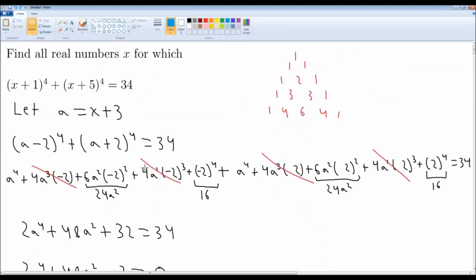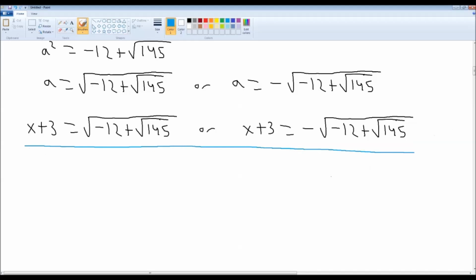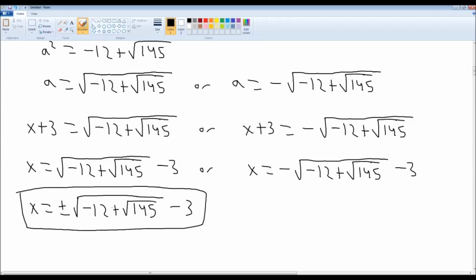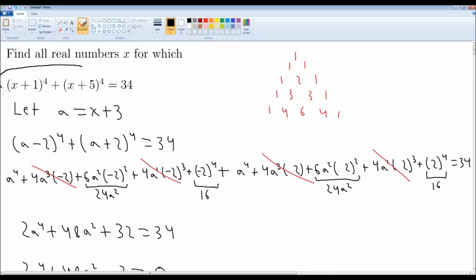But now what is A? A is just x plus 3, so it's the same as saying this. And now to solve for x, we just subtract 3 from both sides. So x equals this guy minus 3, or x equals this guy minus 3. Or if you prefer, you can write it in more compact notation like this. So these are the solutions to this equation. There's 2 solutions in all.